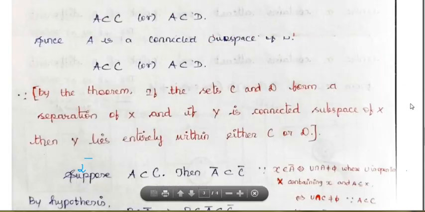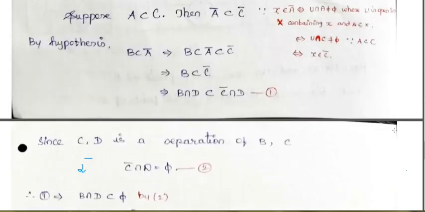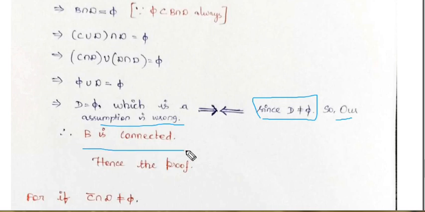What is the hypothesis? D is non-empty. If B is not connected, there exists a separation, so these 4 conditions are satisfied. The hypothesis is D not equal to empty, so this is a contradiction. What is our assumption? Our assumption that B is not connected is wrong. So therefore B is connected. Hence proved. Thank you.